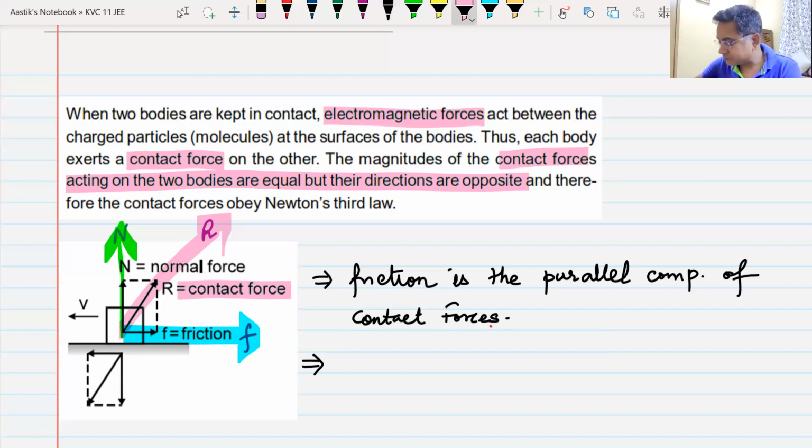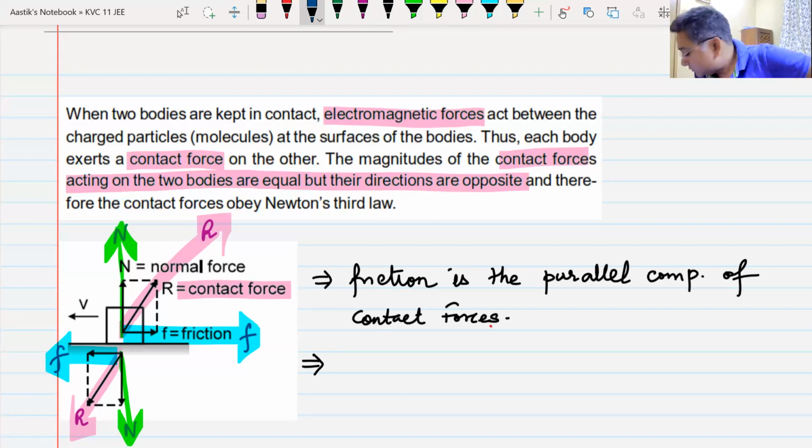As you can see here, this is an action-reaction force. So if I draw this, R will be the reaction force exerted by the body on the surface. This N, equal and opposite, would be the normal reaction force exerted by the body on the floor, and this F would be the frictional force exerted by the body on the block. So these are action-reaction forces. Anyways, what is the job of this friction?